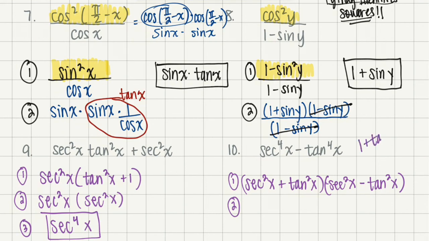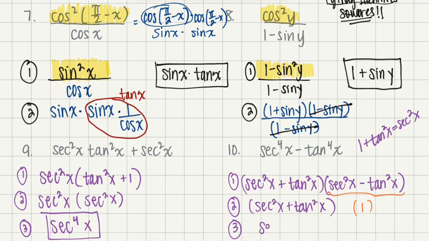Now, I can use the Pythagorean identity. I'm going to manipulate that. Secant squared minus tangent squared. Well, look at that. This right here, it looks like I have a little negative in there, don't I? It's not really there. It's just my pencil. That right there is the same thing as 1. So now we have secant squared of x plus tangent squared of x times 1.